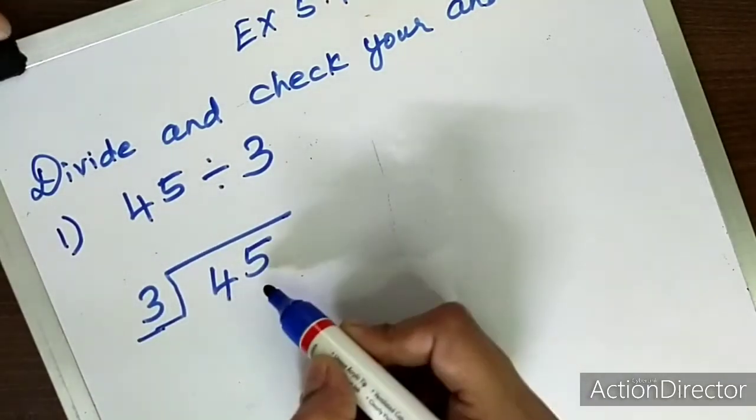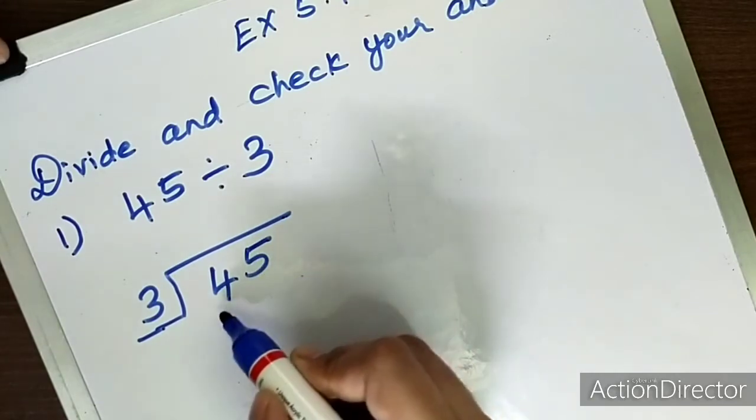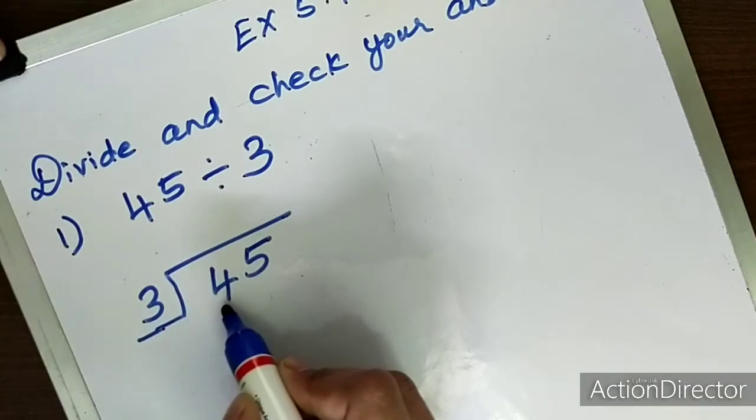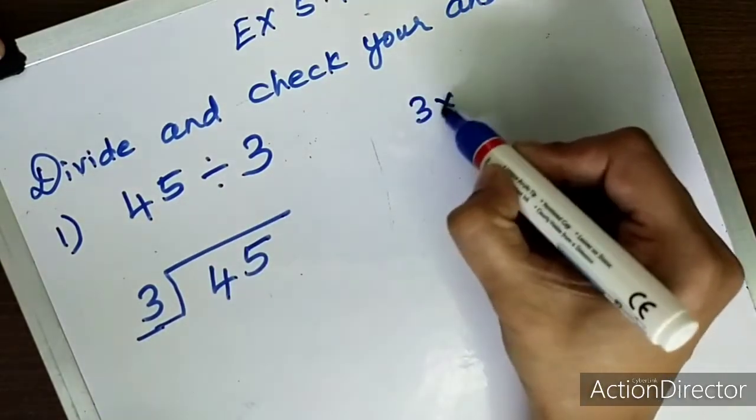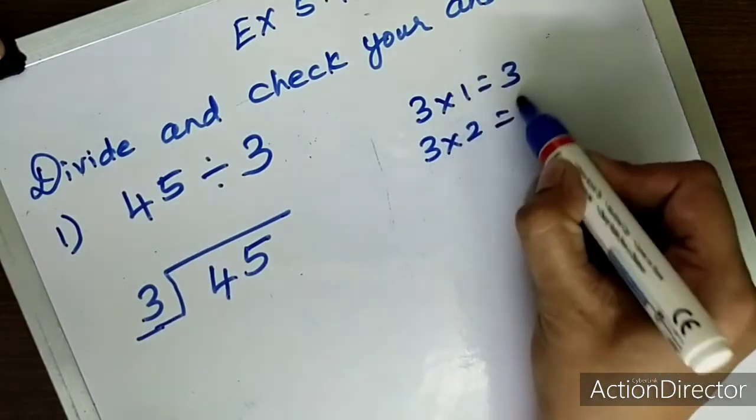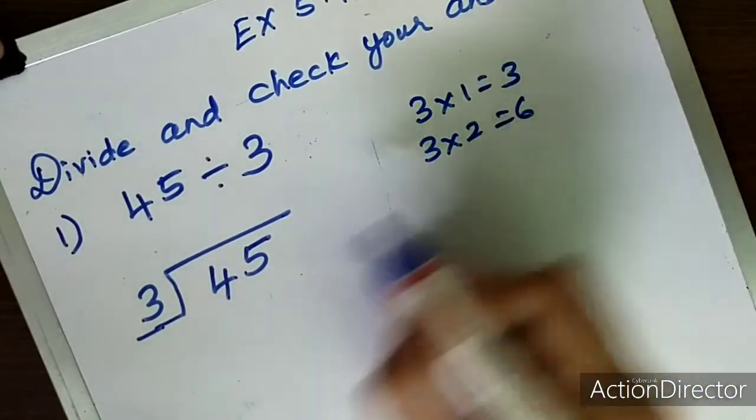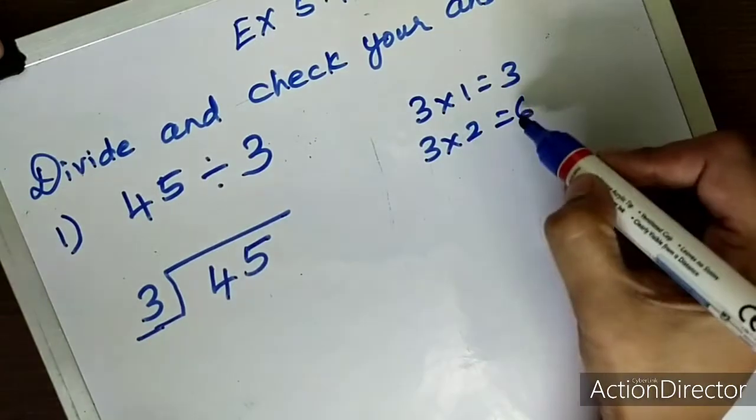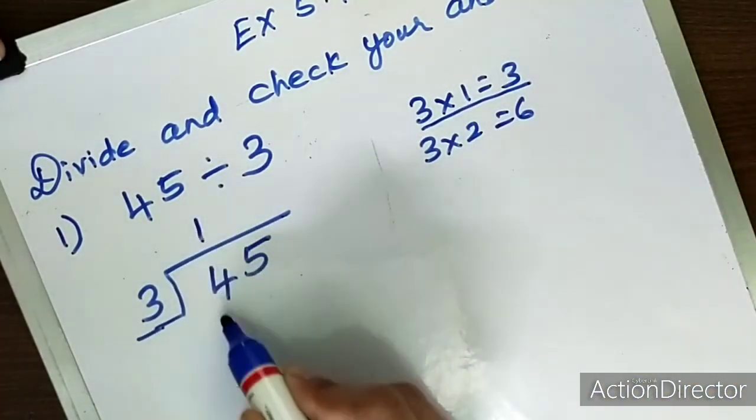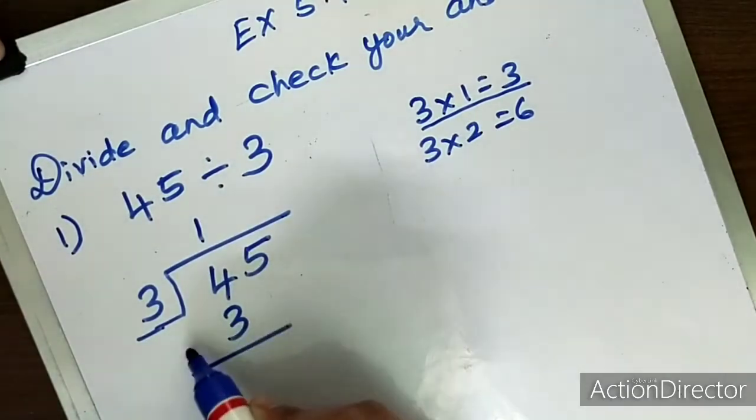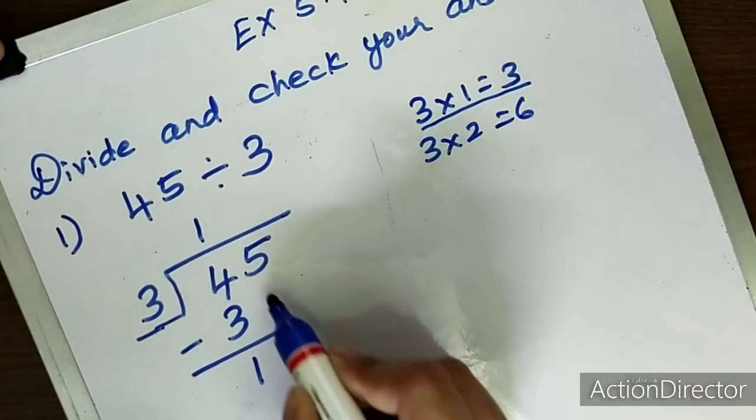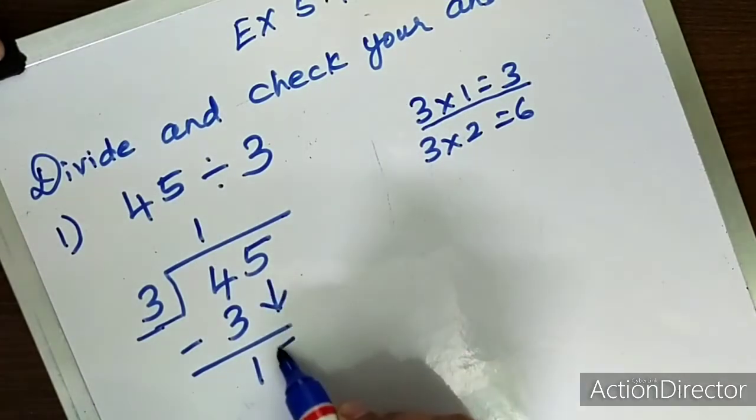So 45 is there. First we'll take the first number. 3 table, 4 will come. 3 ones are 3, 3 twos are 6. 6 is greater than 4, so we should take the number before, that is 3 ones are 3. So we subtract. What is 4 minus 3? 1. Now bring down this 5.